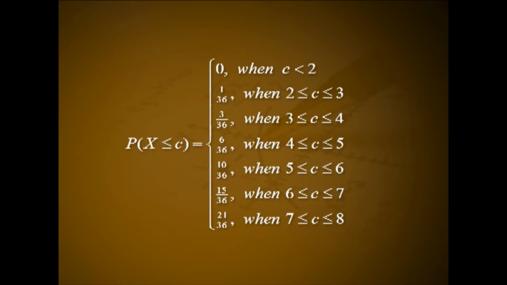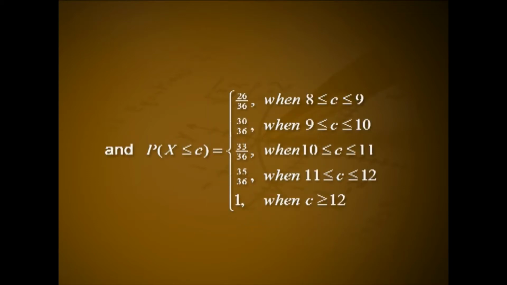21 divided by 36 when 7 less than or equal to C less than 8, 26 divided by 36 when 8 less than or equal to C less than 9, 30 divided by 36 when 9 less than or equal to C less than 10, 33 divided by 36 when 10 less than or equal to C less than 11, 35 divided by 36 when 11 less than or equal to C less than 12, and 1 when C greater than or equal to 12. Now, here also P of X less than or equal to C is defined for every real number C. Hence, X is a random variable.